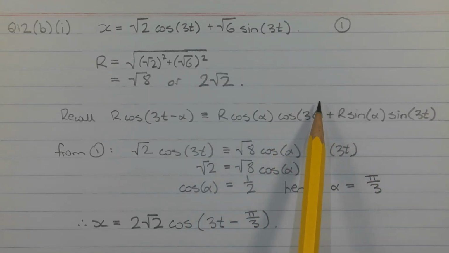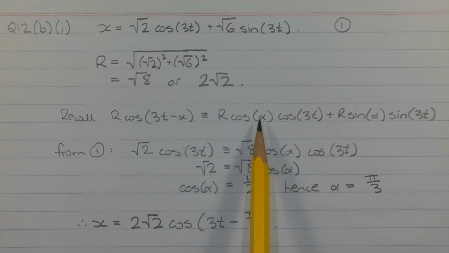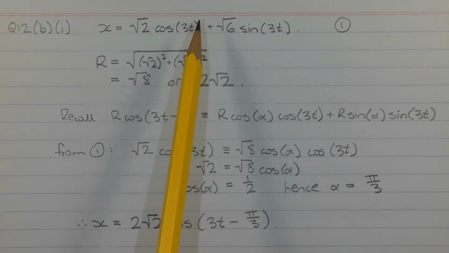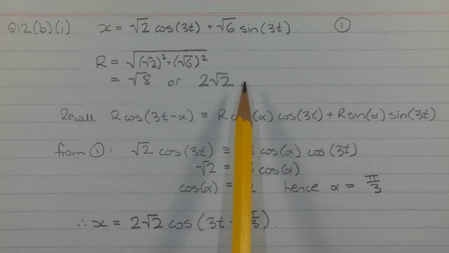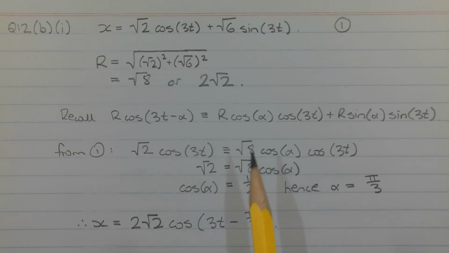Now we're going to equate this term here, the r cos alpha cos 3t, with this term here from equation number 1, since both of those have a cos 3t term in it. So in other words, r cos alpha is equal to the square root of 2. And this will allow us to find the value of alpha. So we can set this up as an identity. Root 2 cos 3t, so that's this term here, is identical to this term here.